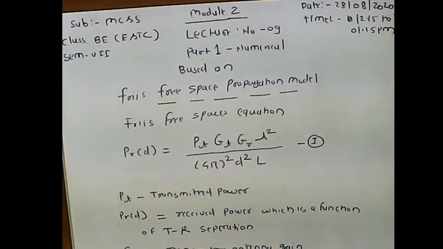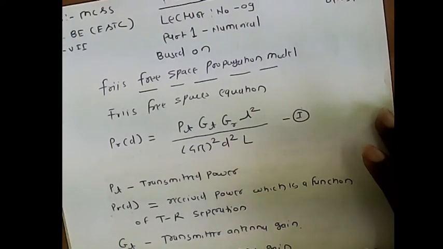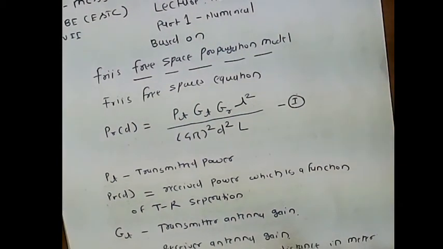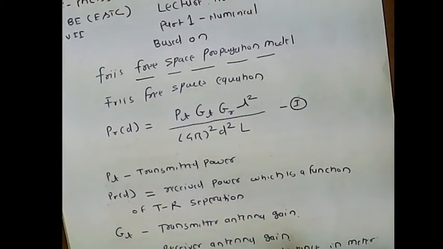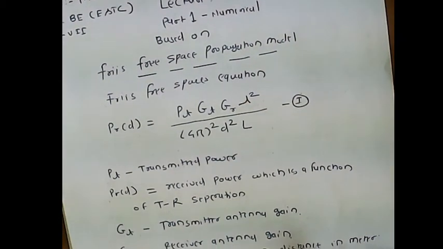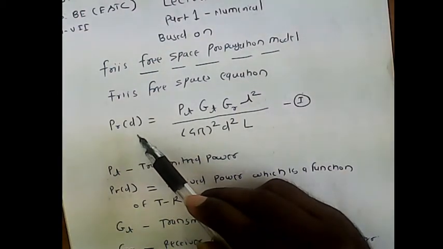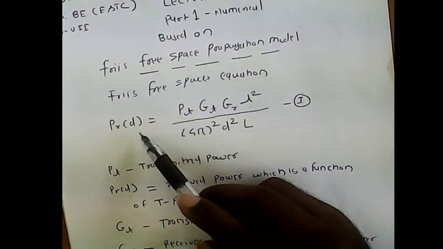This can be used in satellite communication also. There is no obstacle present between the satellite and the transmitter and receiver. Basically, this model is given by Friis free space equation, which measures the received signal strength in terms of power. The transmitter and receiver are separated by distance d.